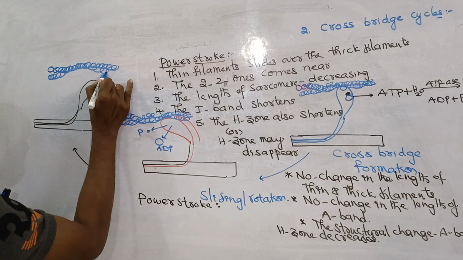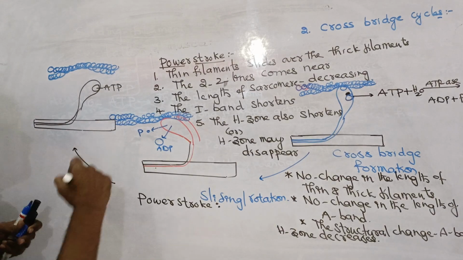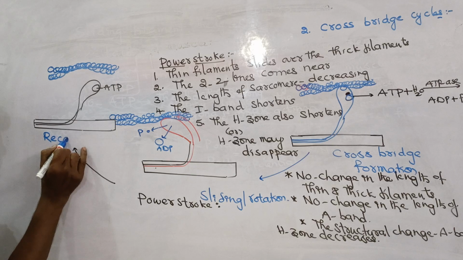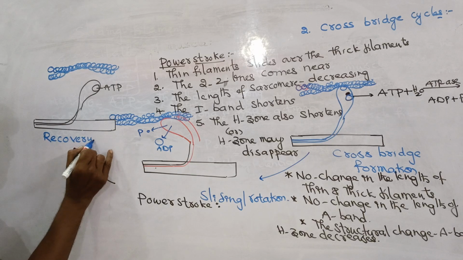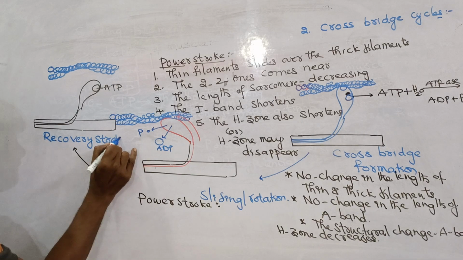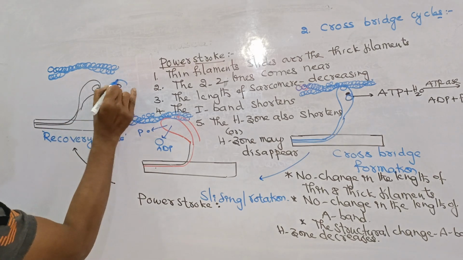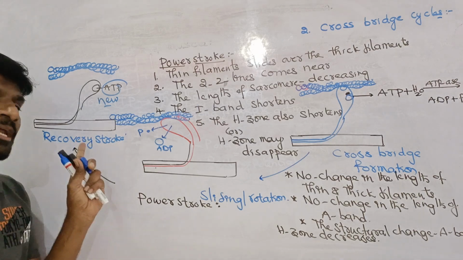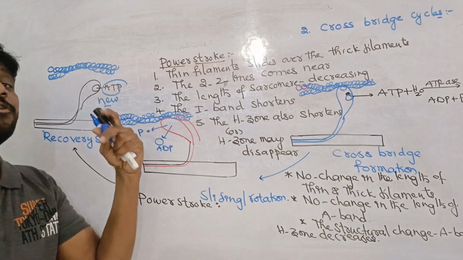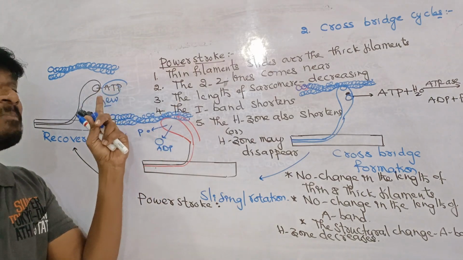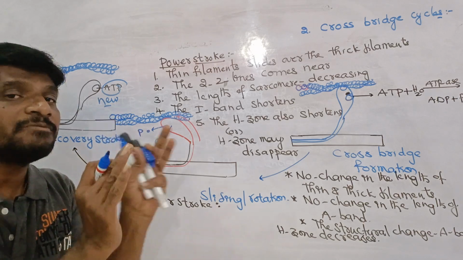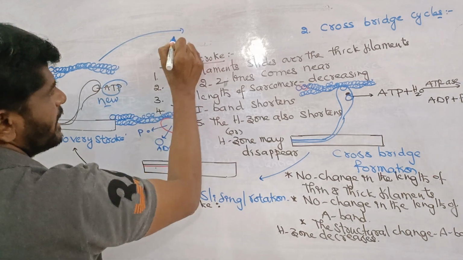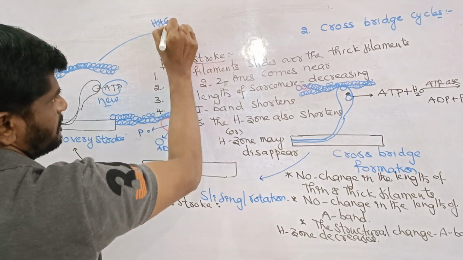F-actin is separated. After that, this is called the recovery stroke. The reason for the recovery stroke is the binding of a new ATP. It should be remembered. When the ATP binds to the head of the myosin, the bond is weaker, and they are separated. After that, there is one more hydrolysis of ATP.